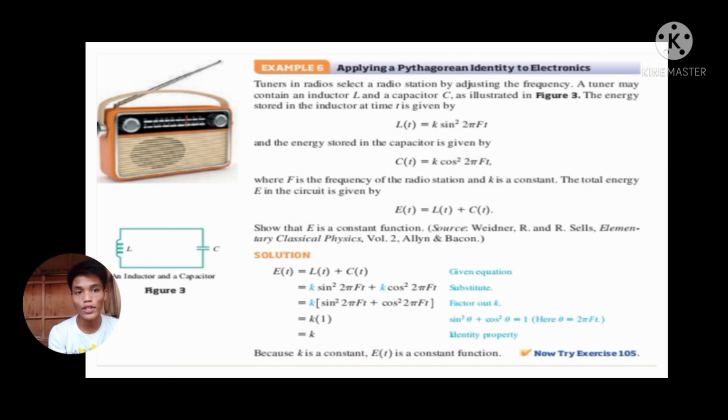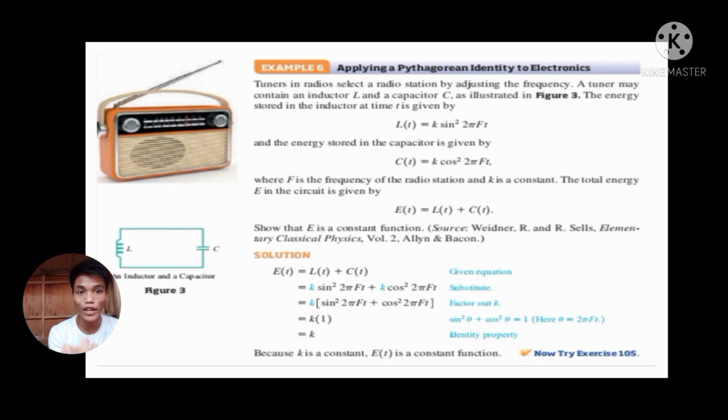Now, the energy stored in the capacitor is given by C of t is equal to K. Let's go back, I think I made a mistake. The energy in the inductor, L of t, is equal to K sine squared of 2 pi F multiplied by time. So that's the correct one. And the energy stored in the capacitor is given by C of t is equal to K cosine squared of 2 pi F multiplied by t.